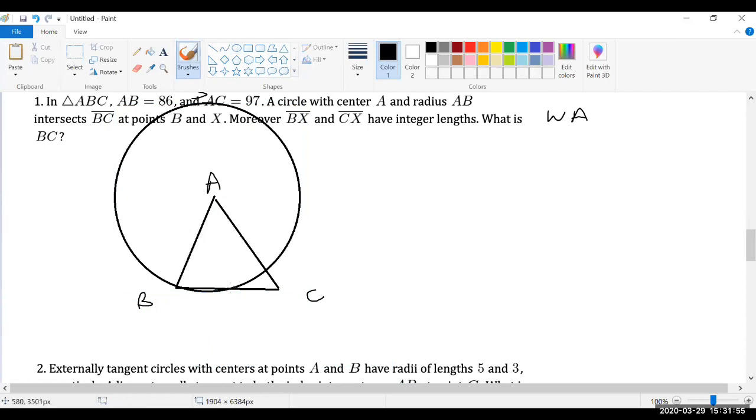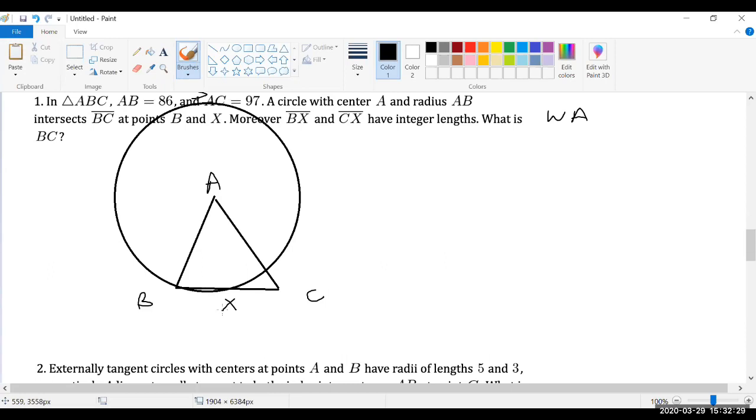So this is point X right there. Now we know that BX and XC have integer lengths. And what is BC? First off, we can tell that we aren't really given much, right? We only know two side lengths, 86 and 97. So we look at this third criterion, which is that BX and CX have integer lengths. So we want to find a relationship that has BX and CX inside of it.